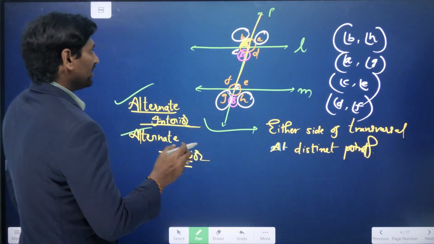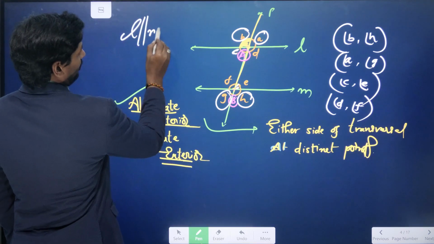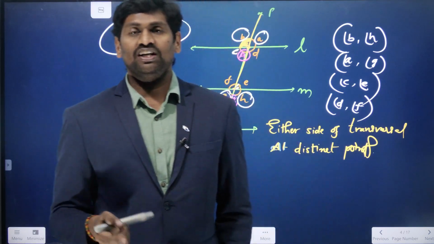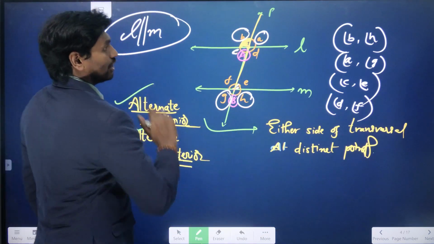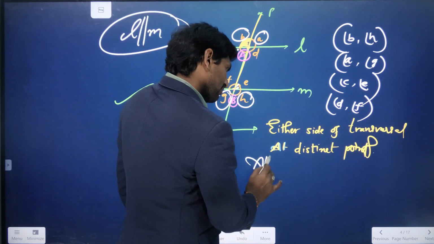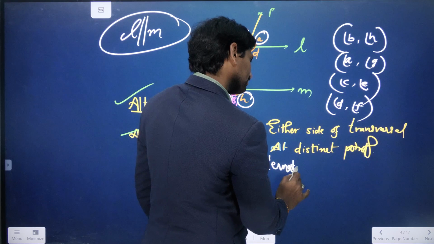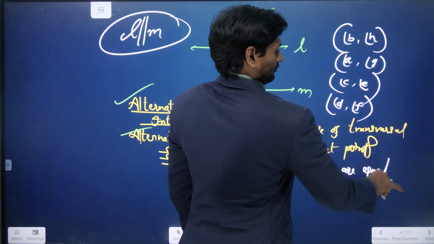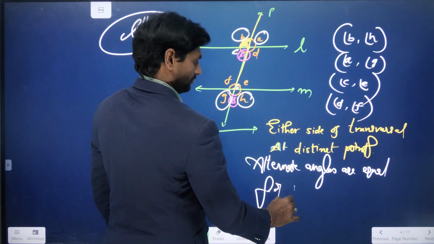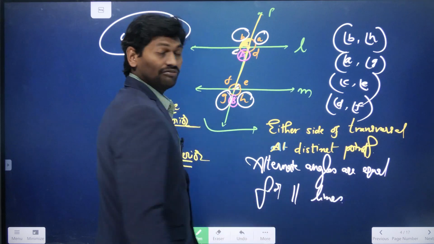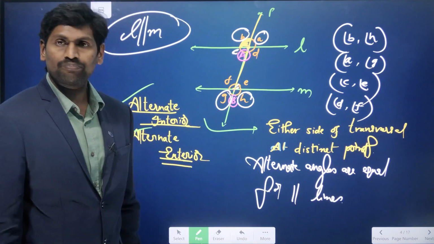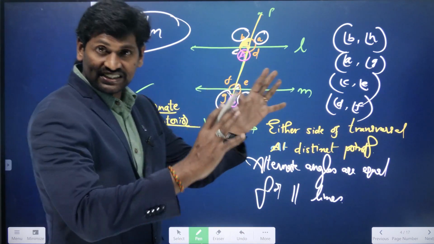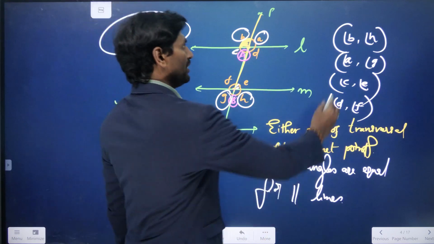Now here the same condition: if L and M are parallel lines, just like corresponding angles are equal, we can take alternate angles also equal. Alternate angles are equal for parallel lines. Clear? Right. So alternate angles means you should take both alternate exterior and alternate interior. That means B and H only are equal.